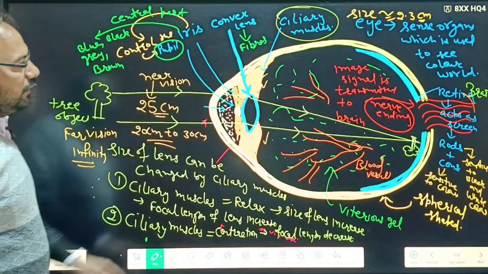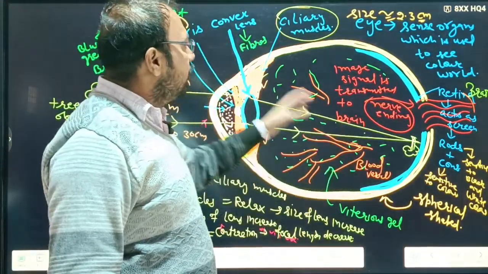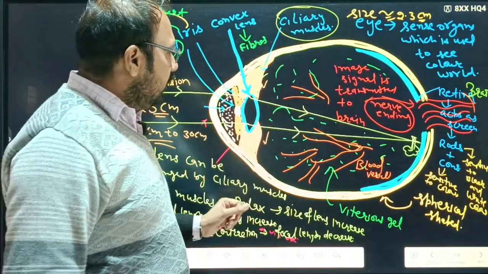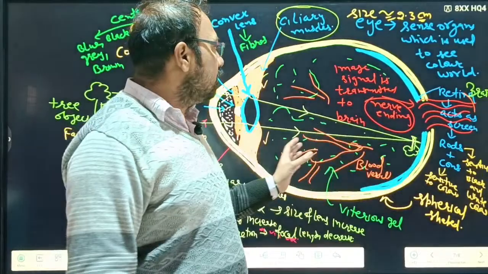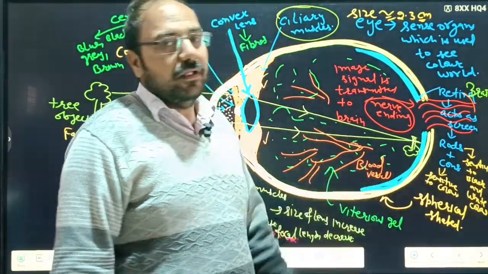Okay. So these are the important points of the eye. In the next lecture we will study the different defects of the eye. Okay. Thank you very much.